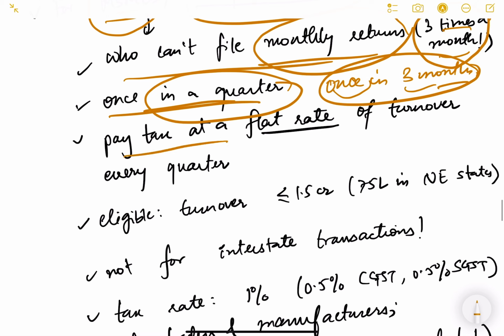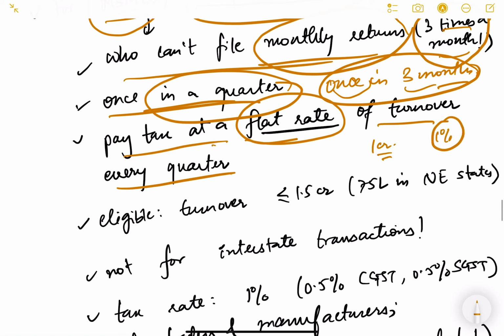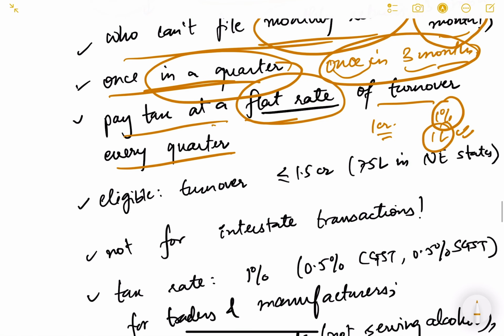They have to pay tax at a flat rate of turnover. So they don't have to really upload the invoices. They don't have to care about the input tax credit and all those things. They just have to pay a flat rate of GST of their turnover. For example, if their turnover is say 1 crore rupees, and they will pay 1% of GST on it. So they will just pay 1 lakh rupees GST per annum, like that. So there is no input tax credit, nothing. They just pay a flat rate of GST. Every quarter they have to pay it.